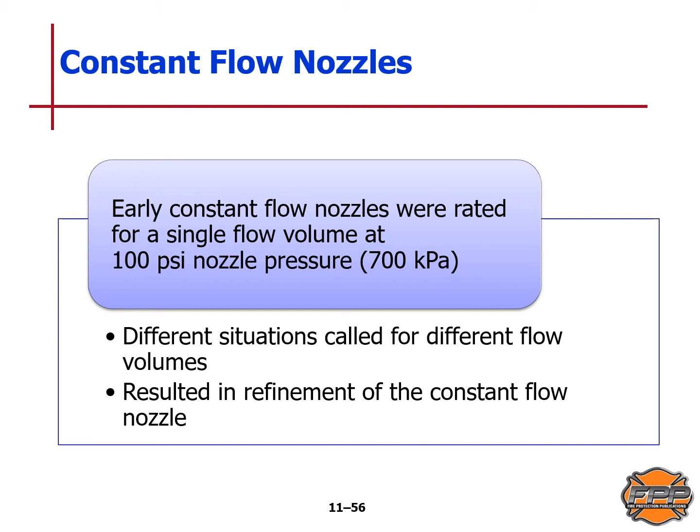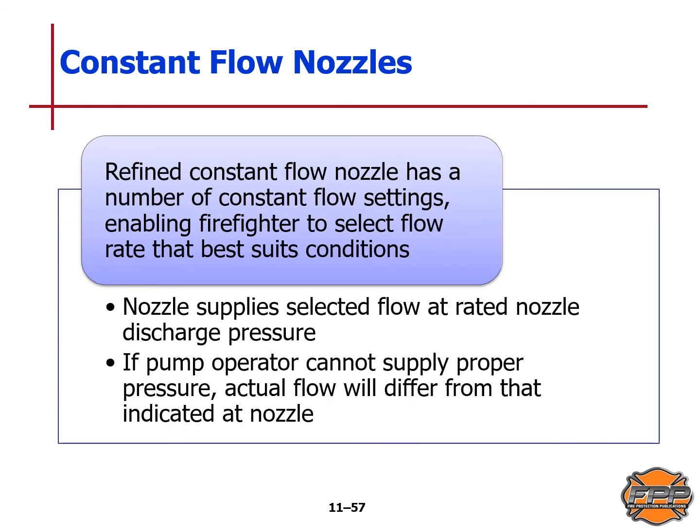Early constant flow nozzles were rated for a single flow volume at 100 psi nozzle pressure or 700 kilopascals. Different situations called for different flow volumes. This resulted in refinement of the constant flow nozzle. The refined constant flow nozzle has a number of constant flow settings, enabling the firefighter to select the flow rate that best suits conditions. The nozzle supplies the selected flow at rated nozzle discharge pressure. If the pump operator cannot supply proper pressure, actual flow will differ from what's indicated at the nozzle.